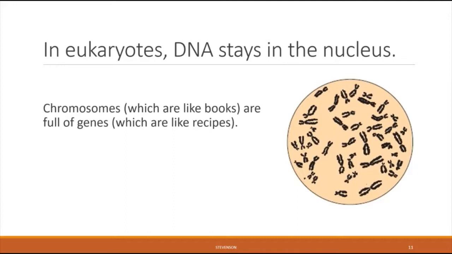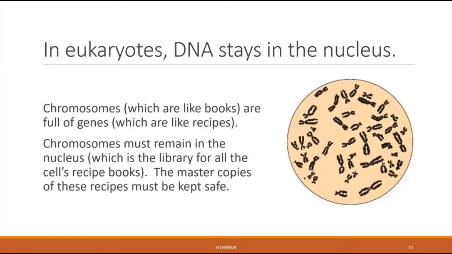An analogy that we've used before is that chromosomes are like books, and the genes inside of them are like recipes that are written from this four-letter language consisting of A, T, G, and C. It is very, very important for the cell that the books remain inside of the nucleus, which is kind of like the only library that the cell has for all of these recipe books. If there was only one library in the world, it would not be a good idea to let books leave that library, because those books would be the master copies of everything, and so therefore they must be kept safe.